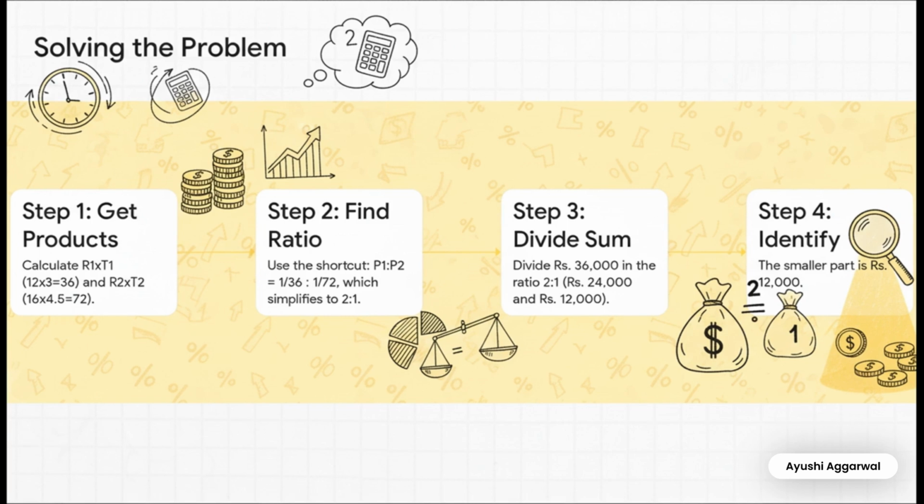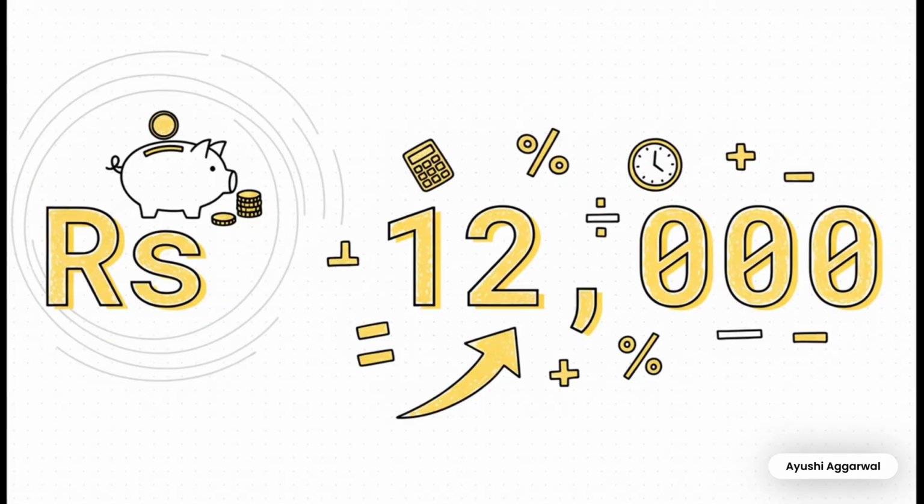Now all we have to do is split 36,000 using that ratio. So dividing 36,000 in a 2-to-1 ratio gives us two amounts, 24,000 and 12,000. And the question asks for the smaller part, which is clearly 12,000 rupees. See how fast that was? Using that ratio trick is an absolute game changer.